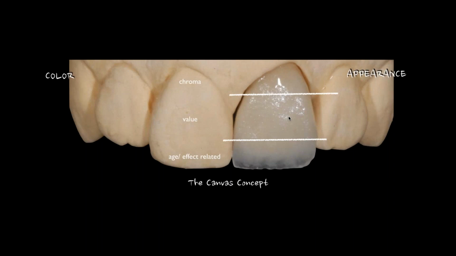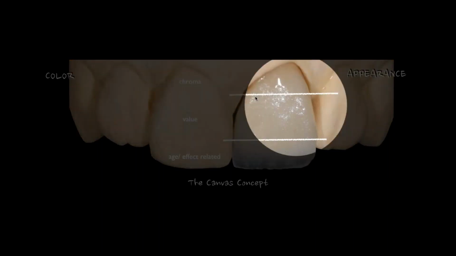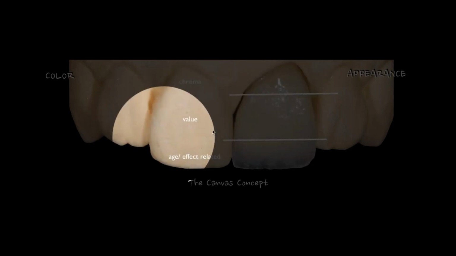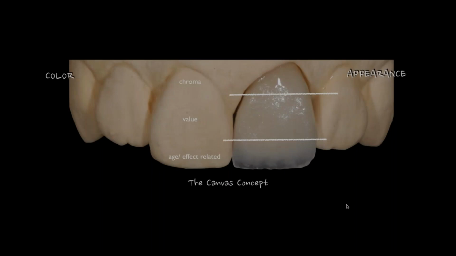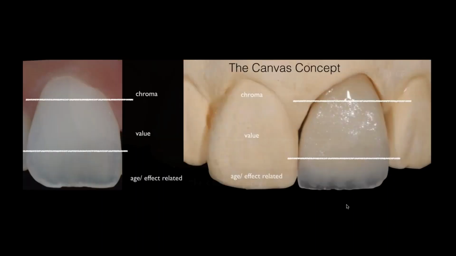So when I talk about color, I always break it down the same way. I'm sure many of you have heard me talk about this before. I talk about a canvas concept where I always want chroma in the cervical area, value in the middle third of the tooth, and then the age of the tooth is really about that incisal edge effect, how old or young the patient is, how much translucency or how much effect you want. And that's really pertinent to the case itself, not necessarily a standard build-up for me.